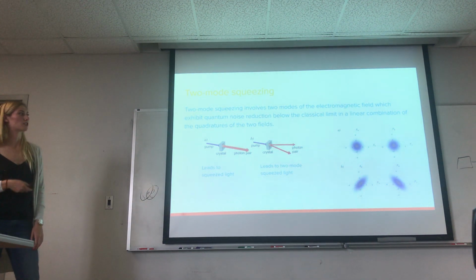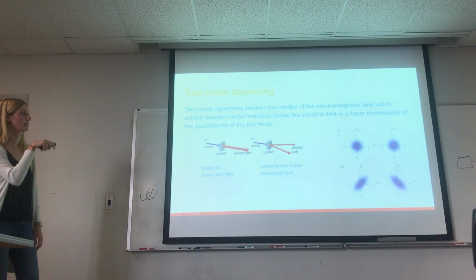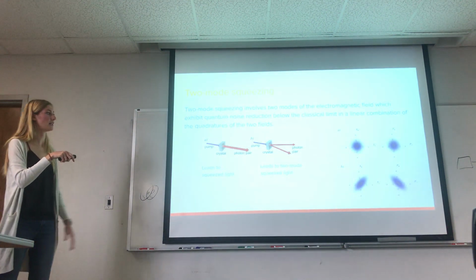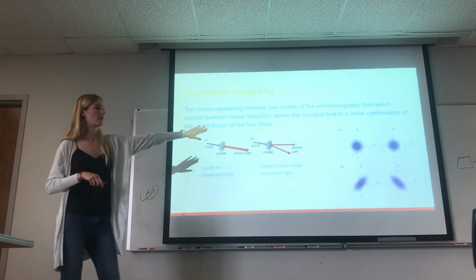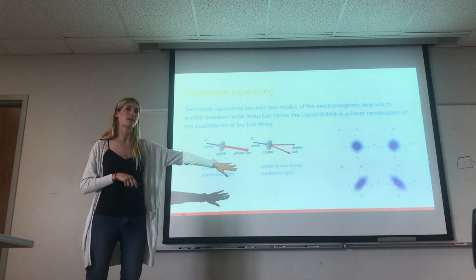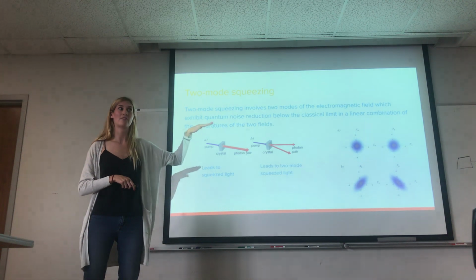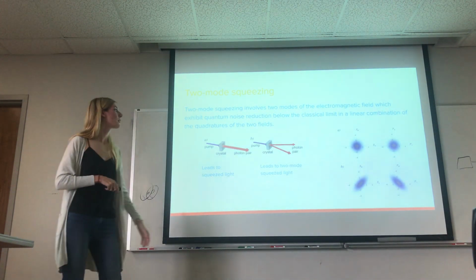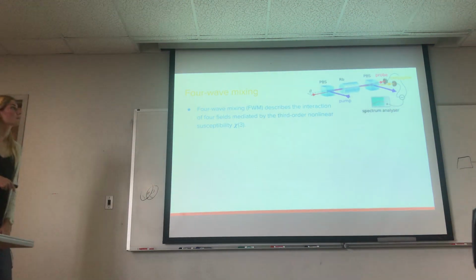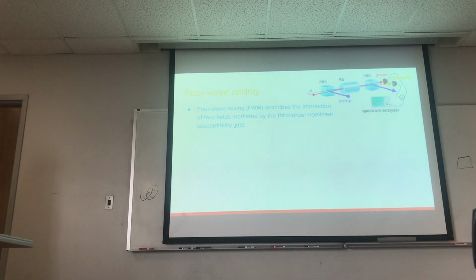And here's what the quadratures would look like. We have X and P of modes A and B. And we have two-mode vacuum and then two-mode squeezed vacuum, where vacuum just indicates that the average distance from the origin is 0. The method we use is called four-wave mixing.